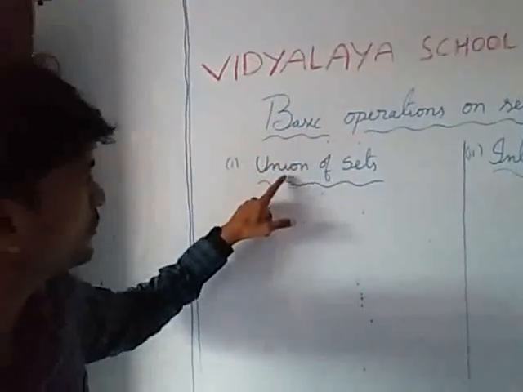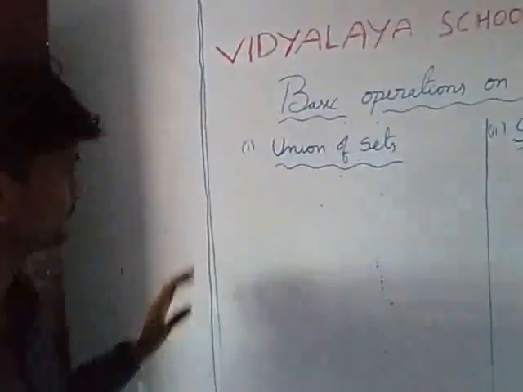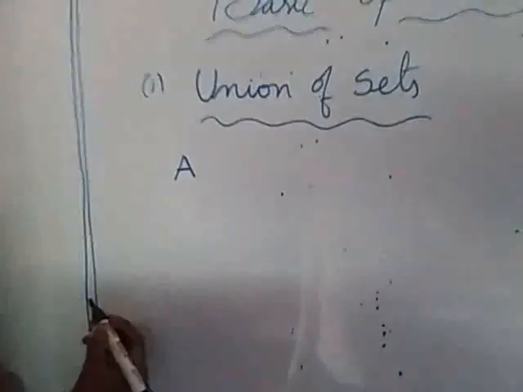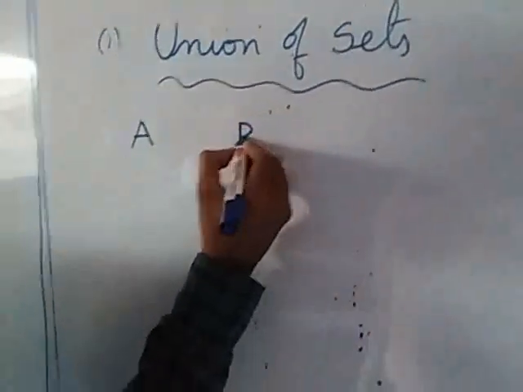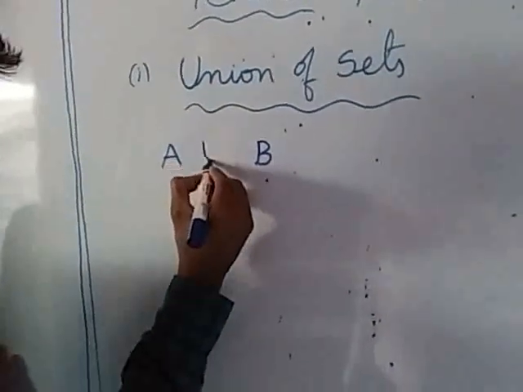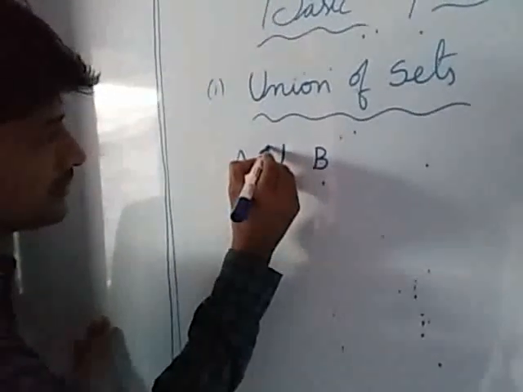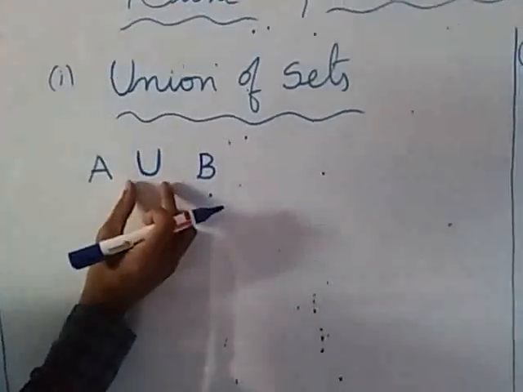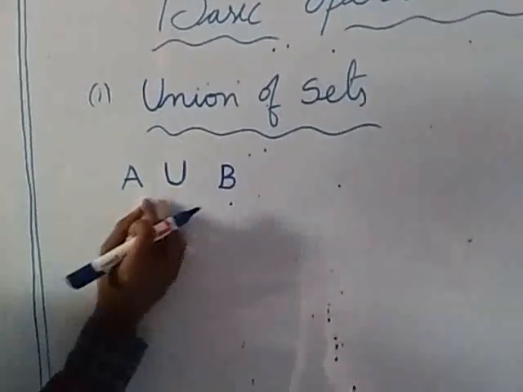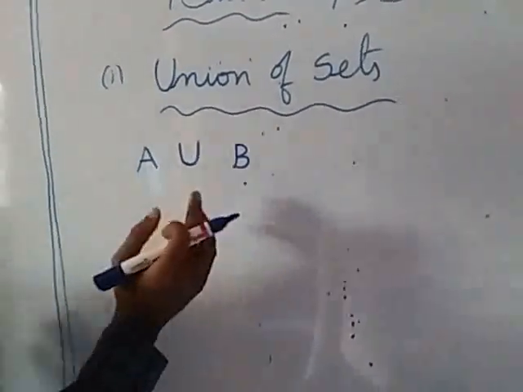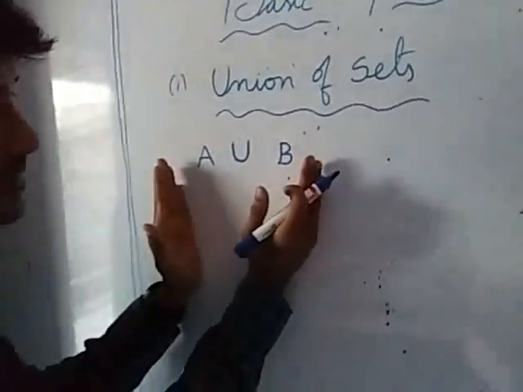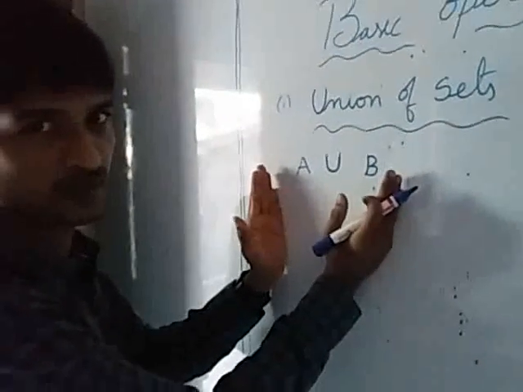The first one: what is the union of sets? Let us consider A is one set and B is another set. Union is denoted by this symbol, which is called cup or the union symbol. This is A union B. So what is A union B, and why should we do this operation? We will first discuss it according to an example.